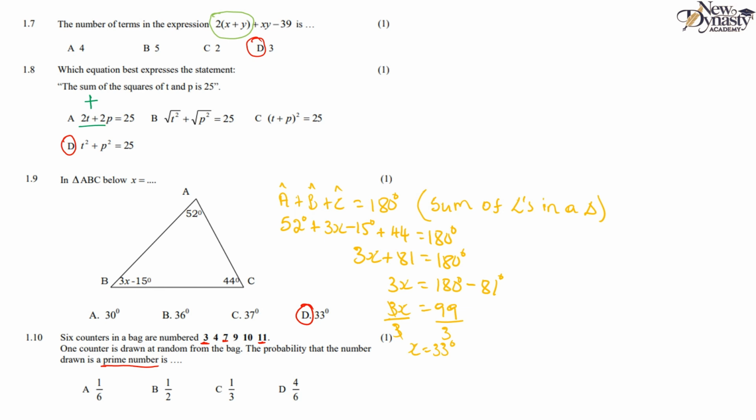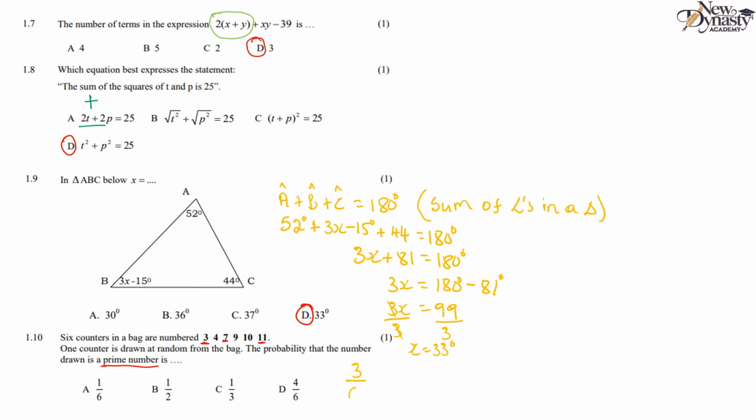And remember, the probability is the number of favorable outcomes divided by the total numbers. So how many numbers do we have in total? We've got 1, 2, 3, 4, 5, 6 numbers in total. And how many prime numbers do we have? We've got 3 prime numbers. So we're going to have 3 prime numbers divided by the total of those numbers, which is 6.